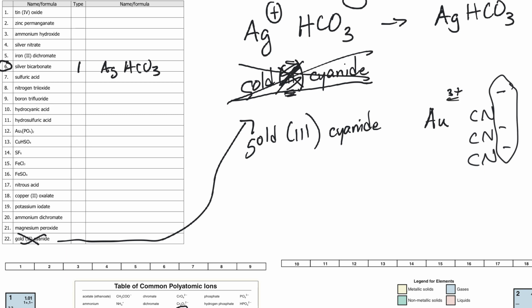So the formula for that one would be Au, you just have one of those, and then CN, you have 3 of those. Now I can't just put a 3 here because that indicates that only nitrogen has a 3. So if you need more than one of a polyatomic, we put it in brackets like this to indicate that I have 3 of everything that's in brackets. All right, hopefully that helps you out with those couple questions.